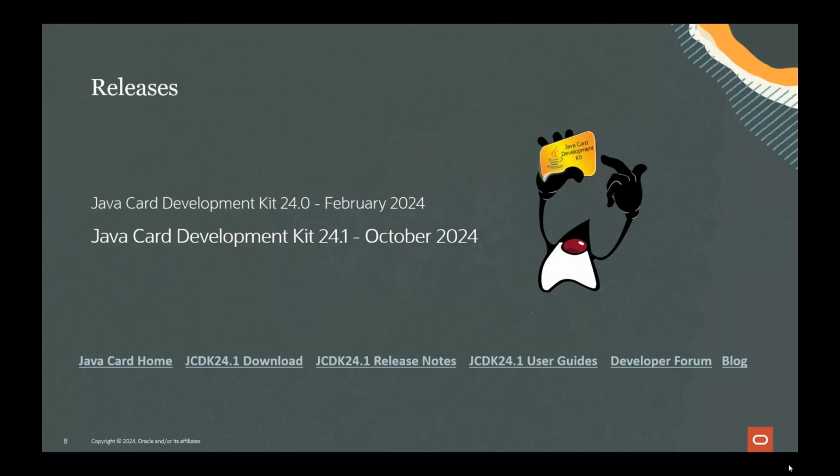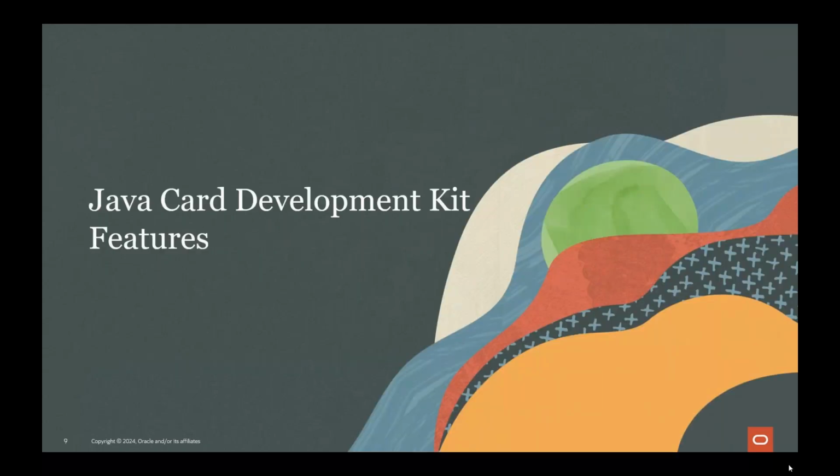Looking at releases, the latest version is 24.1. It was released, as I said, last month in October, and the next release will be 25.0, sometime mid 2025. Since, as it has been said, you will have access to the slides, I put all the links about the release, as well as the JavaCard homepage and blog page, where you can find useful information. So that said, now let me describe in more detail the features of the development kit.